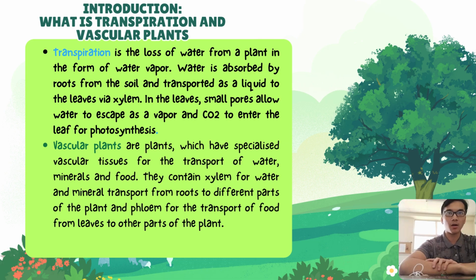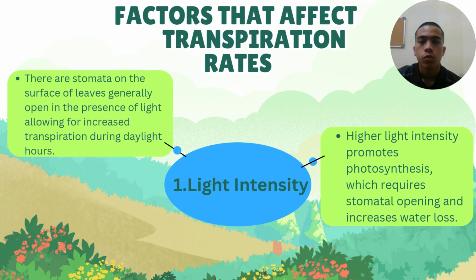Vascular plants are plants which have specialized vascular tissue for the transport of water, minerals, and food. They contain xylem for water and mineral transport from roots to different parts of the plant, and phloem for the transport of food from the leaf to the other parts of the plant. Next, we will go to the factors that affect the transpiration rates.